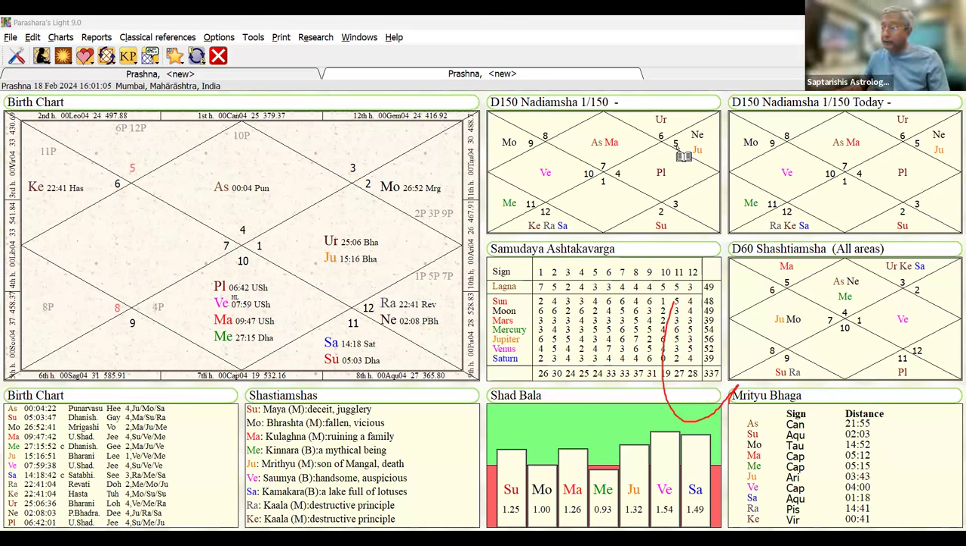Anybody else feedback quickly? In-laws? Everybody seems to be very happy with their in-laws. I'm so happy. No marriage, sir. No in-laws. Sorry, Jyotishmati? No, not married. No in-laws. Your karma is good. You must have done a lot of good deeds.